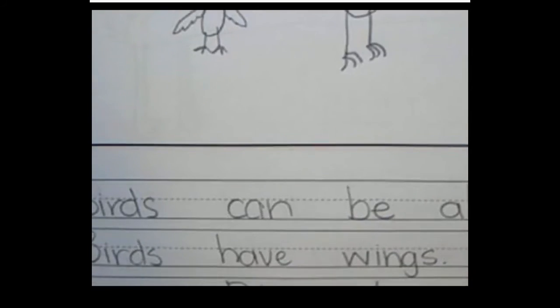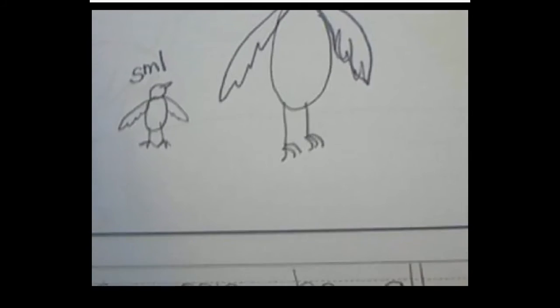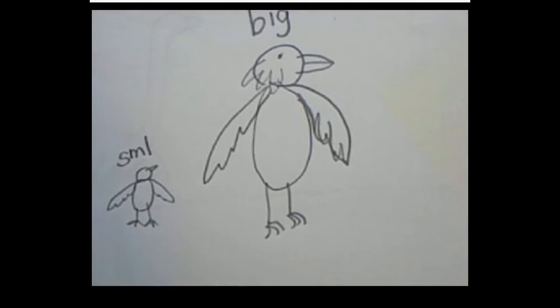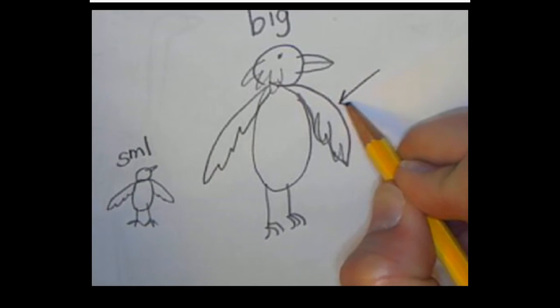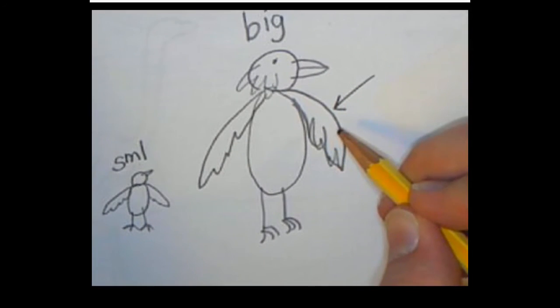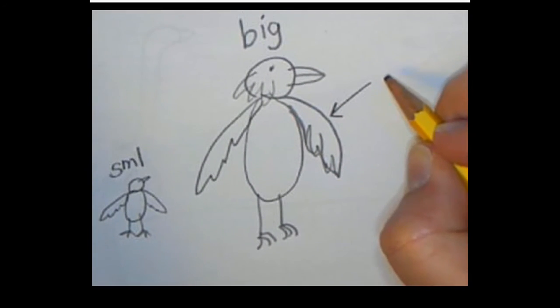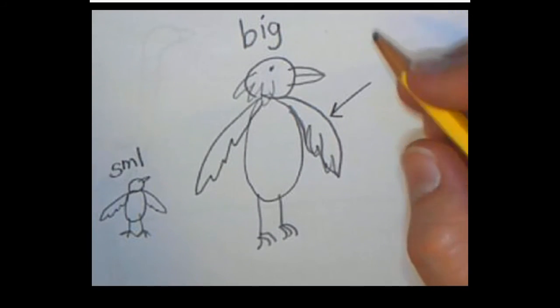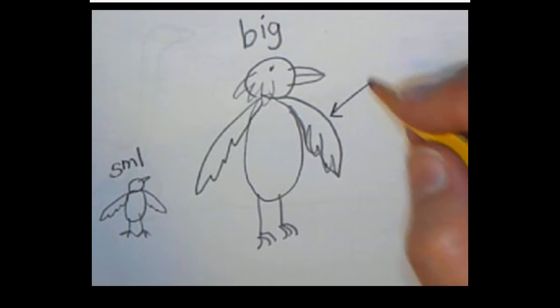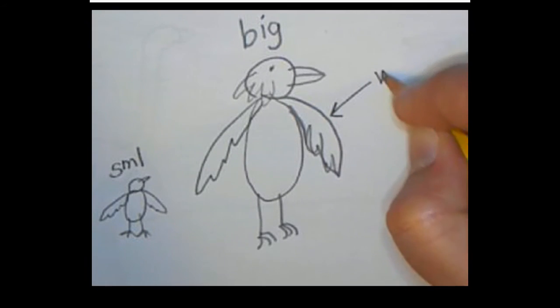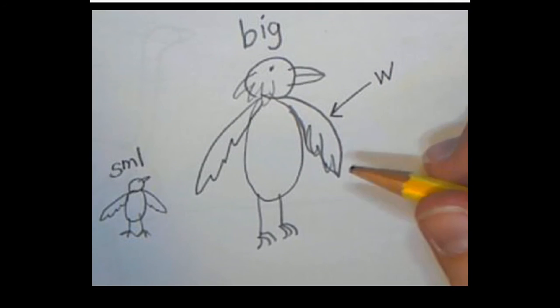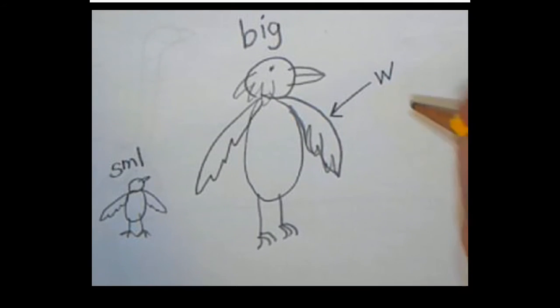In my words, I also said birds have wings. So I think that's something important that I want to point out. I'm going to make an arrow so you know exactly what part I'm talking about. Again, I'm going to stretch the word by saying it slowly, even if you just hear the first or last sounds. W, w. I know that's W. Wing. If you get stuck, just start with the first sound. I know that this is pointing to the wing. I heard the W sound first.